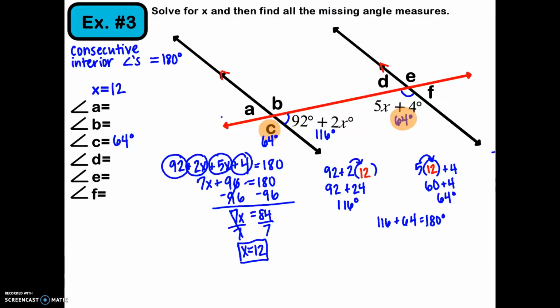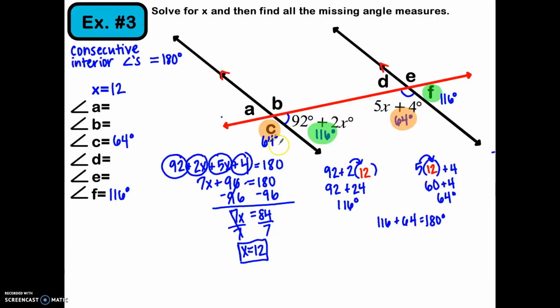Let's do another one. What is corresponding with this 116 degrees? If I'm looking at this intersecting area here, this is on the right side. If I look at this intersecting area over here, the corresponding area would be F, because it's to the right side. So F also has to be 116 degrees. Once I have that, everything else is super simple to find based off of my vertical angles.